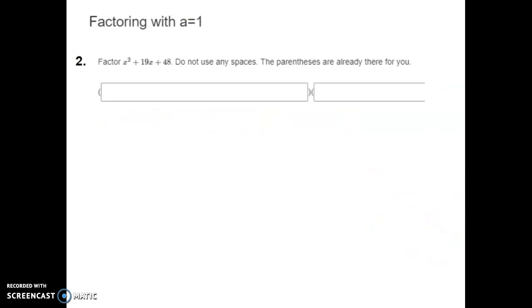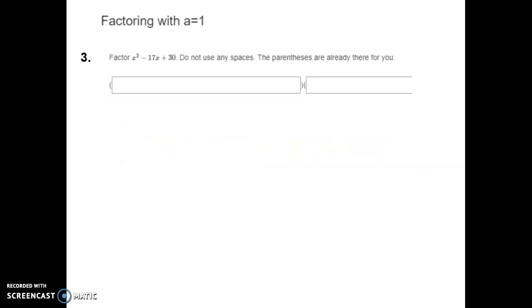Number 2. So what two numbers when I multiply, I get 48, but when I add, I get 19. And that's going to be 16 and 3. Number 3. I put my parentheses, I put my x's. I realize that they both have to be minus because a negative times a negative will give us positive 30, and a negative plus a negative will give us a negative for the 17. And that ends up being 2 and 15 because negative 2 times negative 15 is a positive 30, and negative 2 plus negative 15 gives us negative 17.